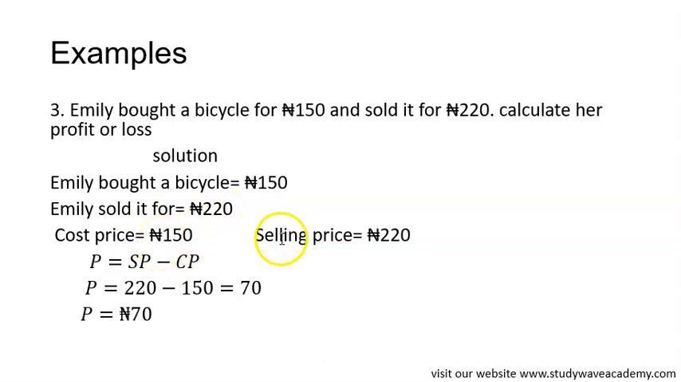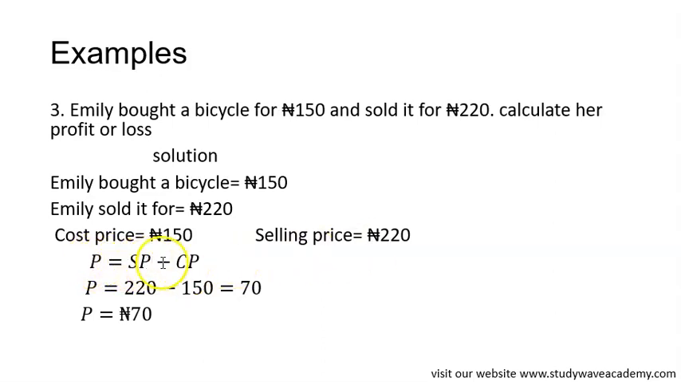And she sold it for 220 naira. This is her selling price. So 220 naira is greater than 150 naira, so it's a profit. She made a profit. We're going to be using the profit formula.